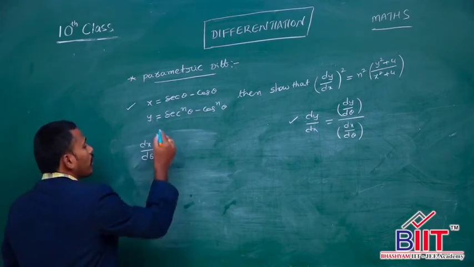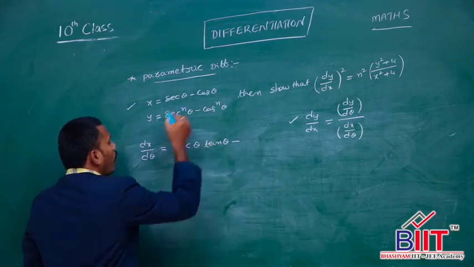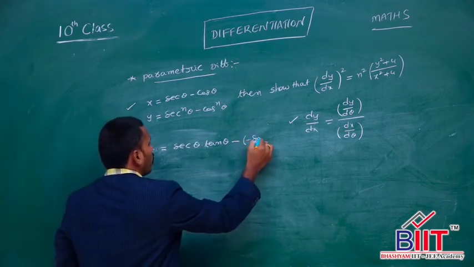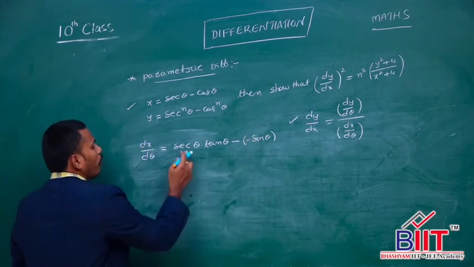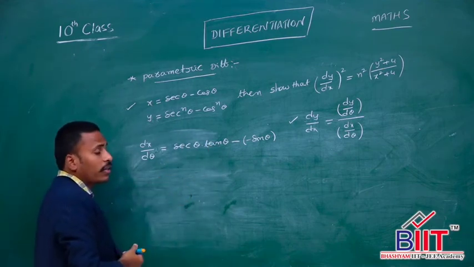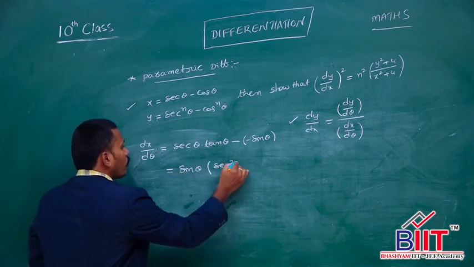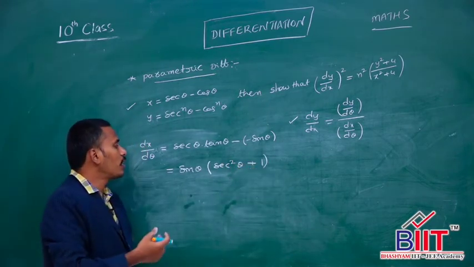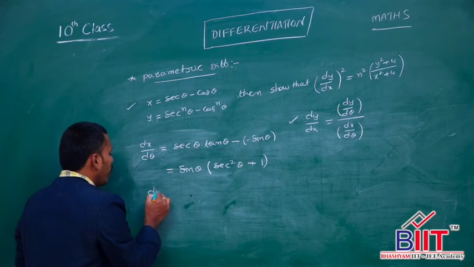What is the derivative of secant theta? Which is secant theta into tan theta, minus the derivative of cos theta. For cos theta the derivative is minus sin theta, so this is plus sin theta. And on simplification you may write it as sin theta by cos theta, and one by cos theta is again secant square theta, right? So if you pick out sin theta as a common factor, here you will get secant square theta plus 1. dx by d theta is sin theta into secant square theta plus 1. And the next thing is dy by d theta.